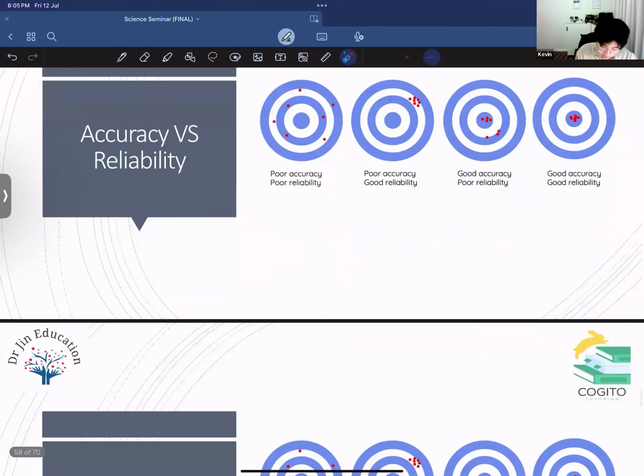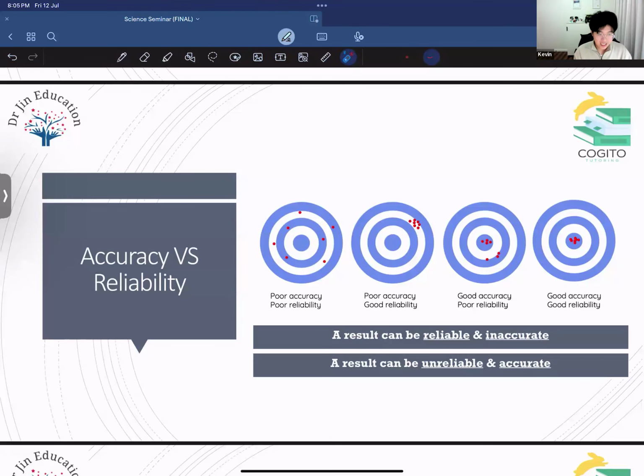Now, I want to highlight, look, a result can be reliable and inaccurate, right? Reliable, but inaccurate, like this one, right? You're reliable, but is it accurate? No, you got it wrong all the time. It just happens it's consistent, okay? Now, a result can be unreliable and accurate. So in this case, yeah, you kind of got a few in the center, but it's not reliably there, okay? So this is something you should read and make sense of. And hopefully it does make sense from this example here.